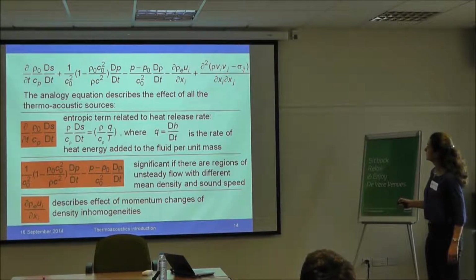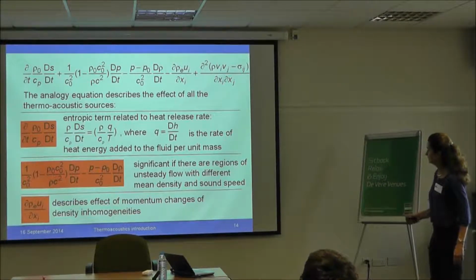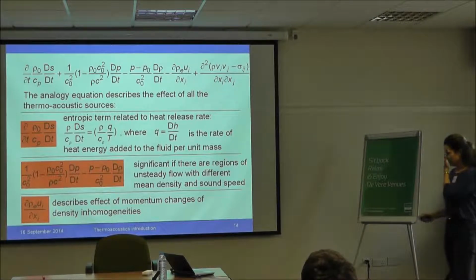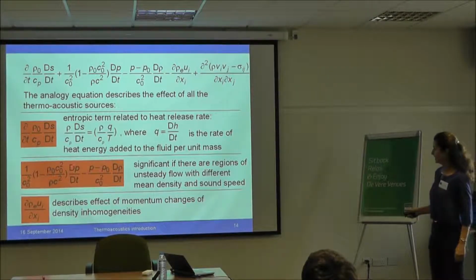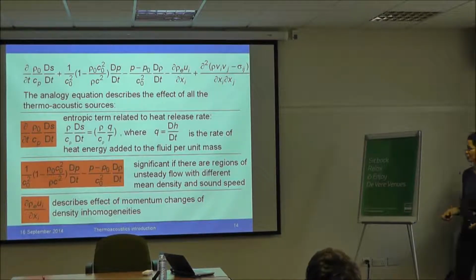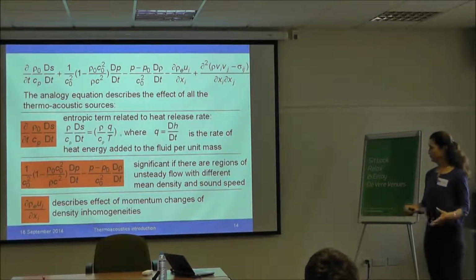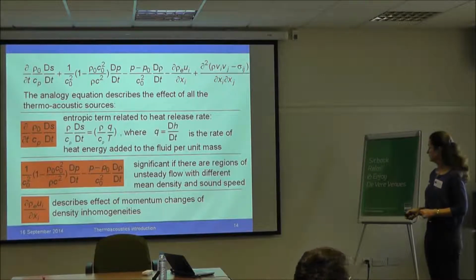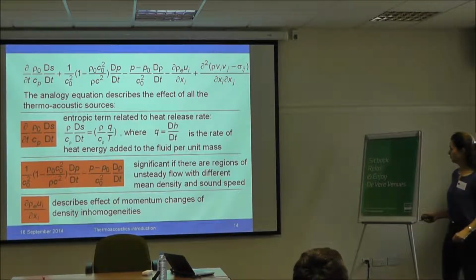Then we have the next term, this one, and these two lumped together, which we have here. These terms are significant. You can see there are changes in pressure and density. So these terms are significant when there are regions of unsteady flow with different mean density and different sound speed. So there are certain circumstances where these terms become important.